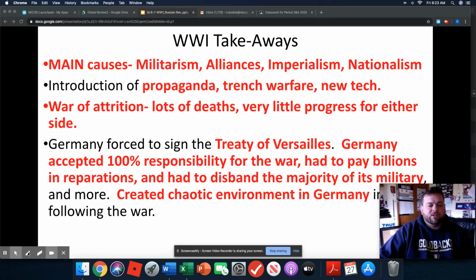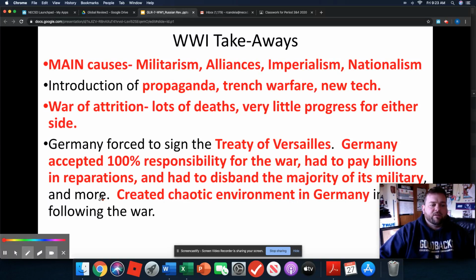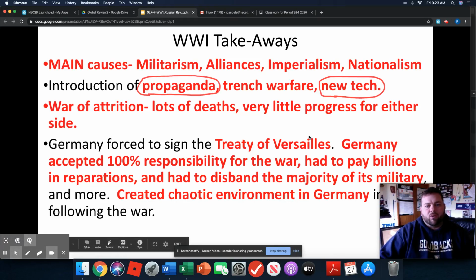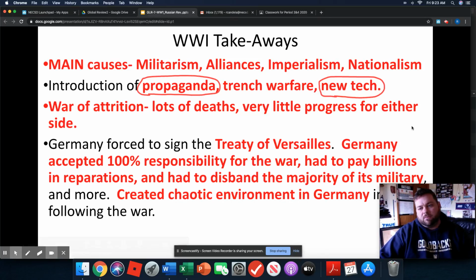So, like I said, the Regents always cares about causes, and another thing that they're going to really focus in on here is propaganda. We need to know what that is. And certainly the other thing they care about is new tech. World War One is the advent of new technology, such as barbed wire, chemical weapons, machine guns, planes, submarines. The list goes on.